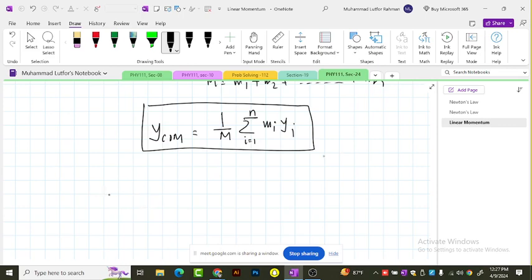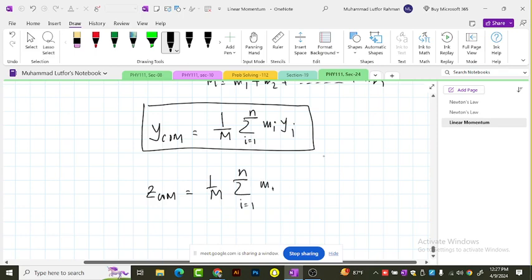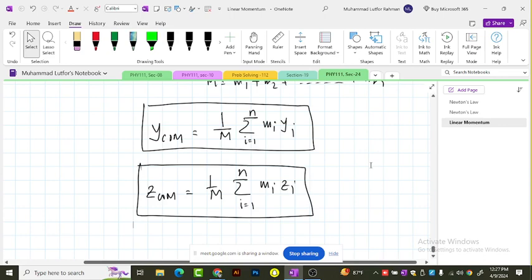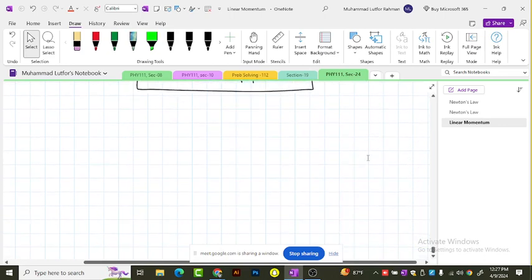So if it is three-dimensional, then I can also write z com would be 1 over M summation i from 1 to n of mi zi. That would be the coordinate for that part, right? In terms of vectors, we can also write down this center of mass.